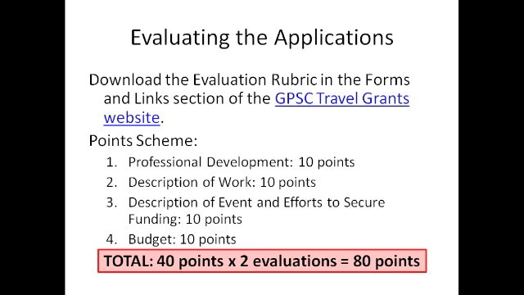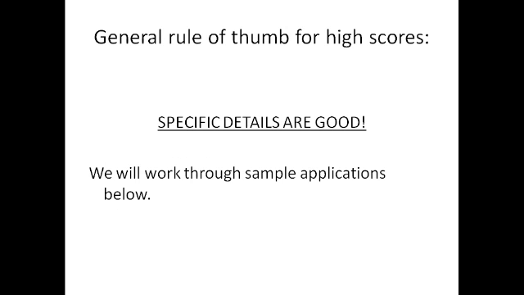Since 2 judges evaluate each application, applications are scored out of a maximum of 80 points. For each application item, the general rule of thumb is that the more relevant details you provide, the higher score you will receive. We will work through some real and fictitious examples to illustrate this point.